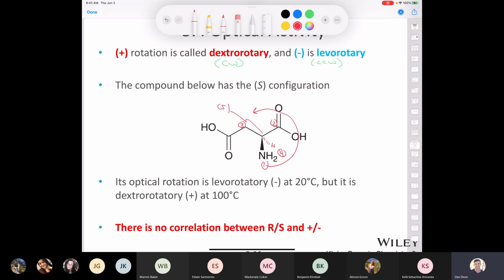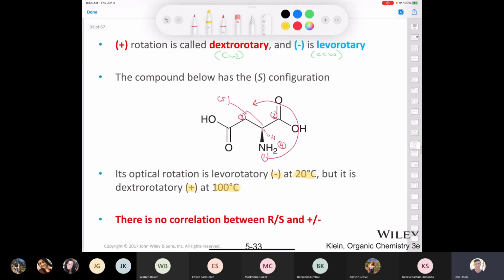Anyhow, check this out. This compound is levorotatory or negative at 20 degrees Celsius, but you crank up the heat and all of a sudden it's positive. So the optical rotation changes with a lot of things, okay? Concentration, path length, temperature. And so we have to be really careful when we take measurements with optical rotation.